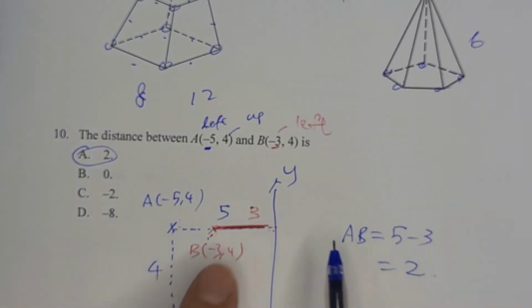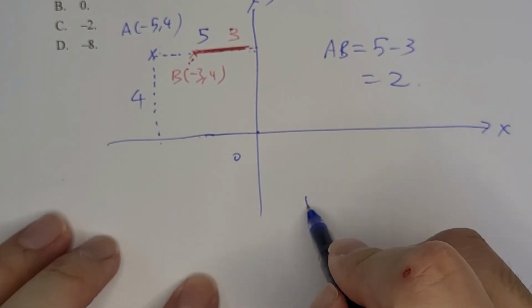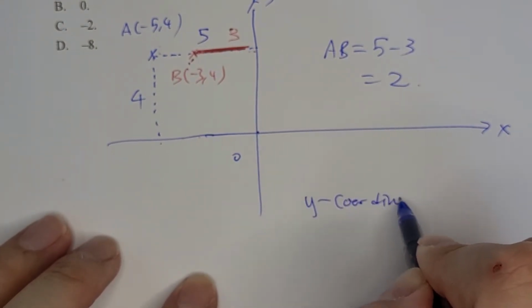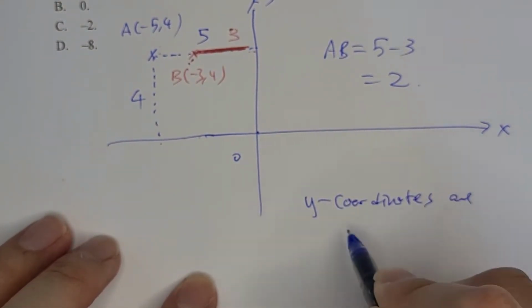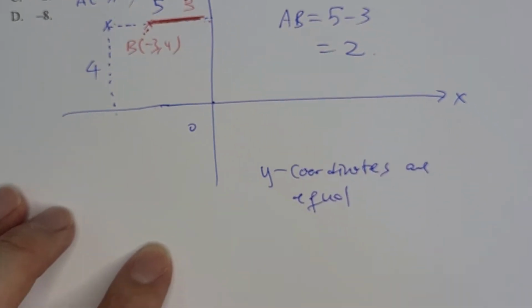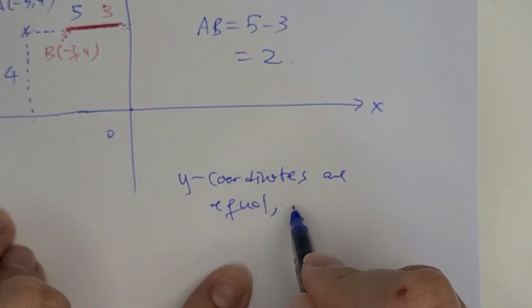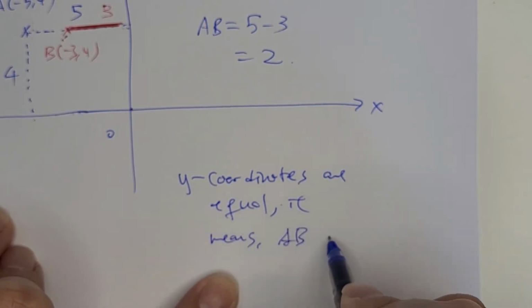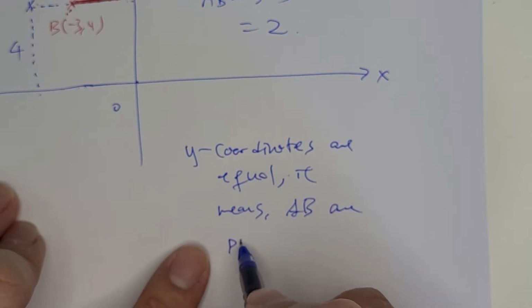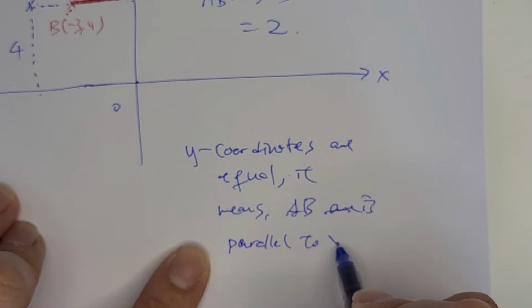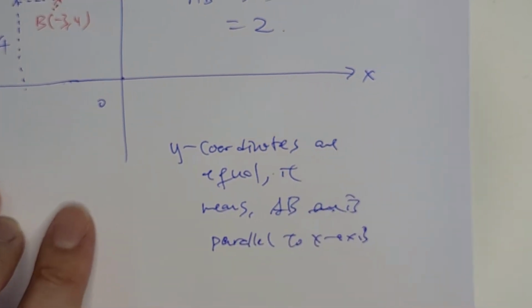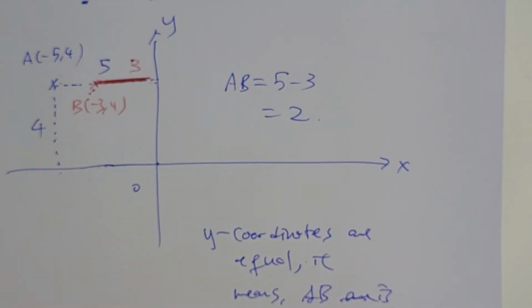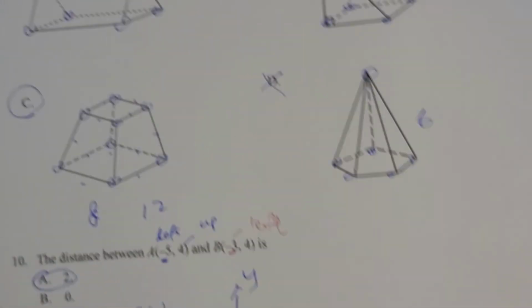And you can see that their y coordinates are equal. That means A, B are parallel to the x-axis. It's a horizontal line parallel to the x-axis. Okay, so let's finish the MC questions and then let's move to the short question.